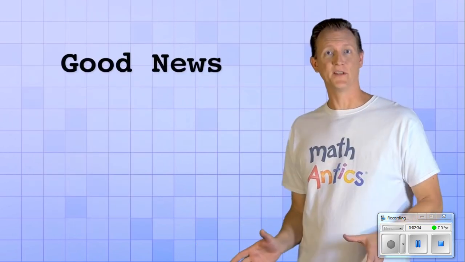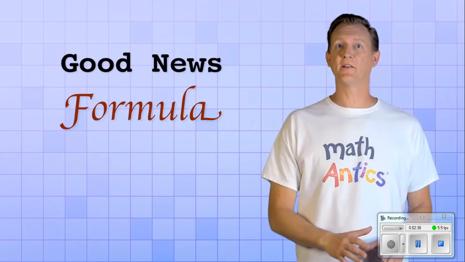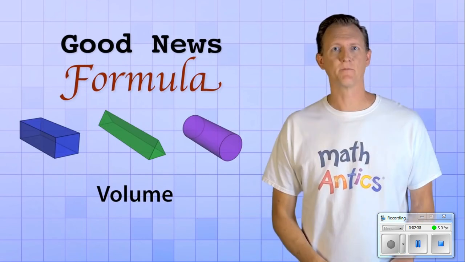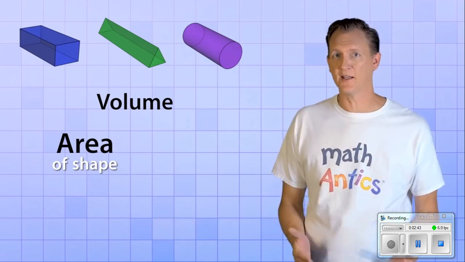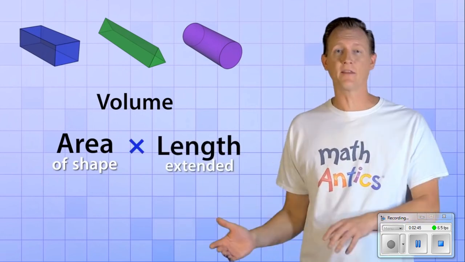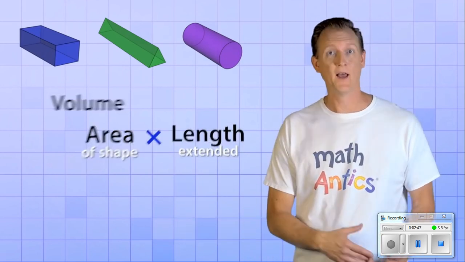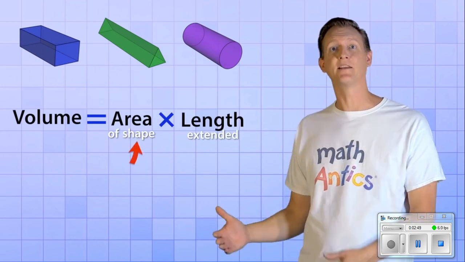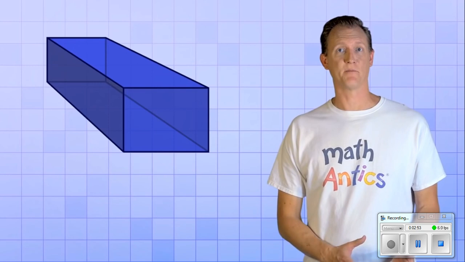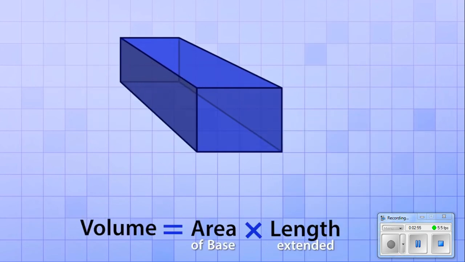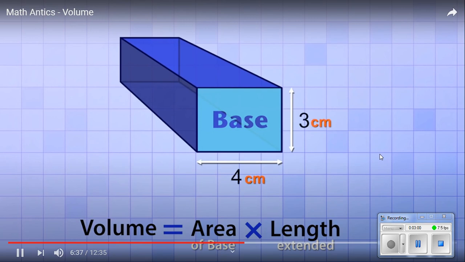Okay, so the good news is that there's a general formula for calculating the volume of these types of 3D shapes. All you have to do is find the area of the original 2D shape that got extended, and then multiply that by the length or distance that it was extended. Usually, that original shape is called the base of the object. So, let's start with this rectangular prism and calculate its volume. The base is the original rectangle, and its dimensions are 4 centimeters by 3 centimeters.